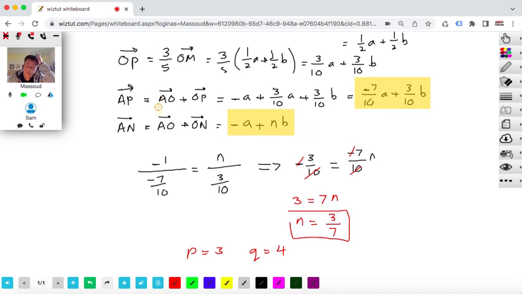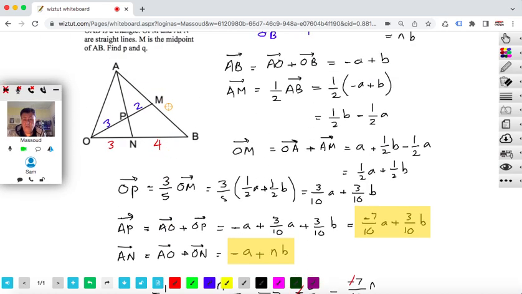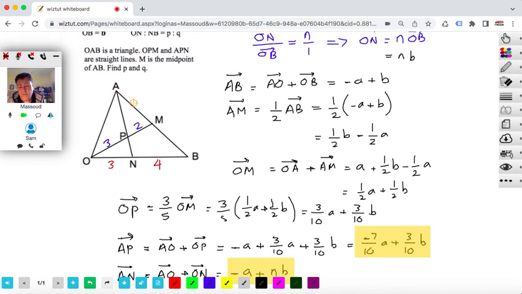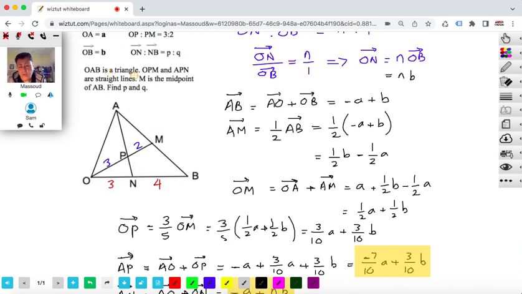So that was quite hard, and I think the only thing to consider was that we used the fact that they told us that APN is in a straight line. In a straight line means that AP and AN are parallel, and they obviously join at one point, which makes them on a straight line.